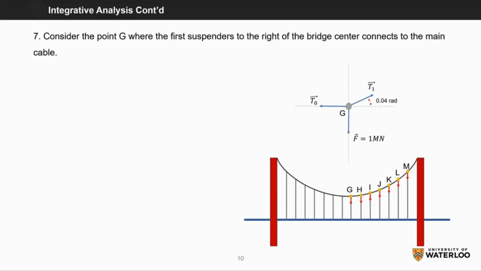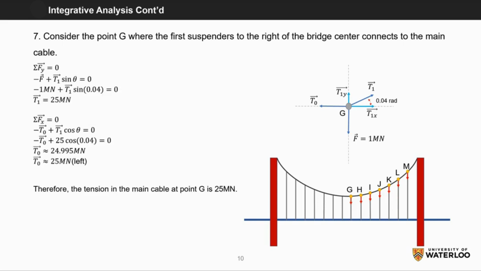Consider the point G where the first suspender to the right of the bridge center connects to the main cable. We have 1 meganewton downward supporting the crossbeam, T0, which is the tension force to the left of that point, and T1, which is the tension force to the right of that point. It's given in the question that T1 is at an angle of 0.04 radians with the horizontal. Therefore, let's take the components into consideration. Using the equations of equilibrium at point G, we find that T1 is 25 meganewtons and T0 is also about 25 meganewtons to the left. Therefore, the tension in the main cable at point G is 25 meganewtons.